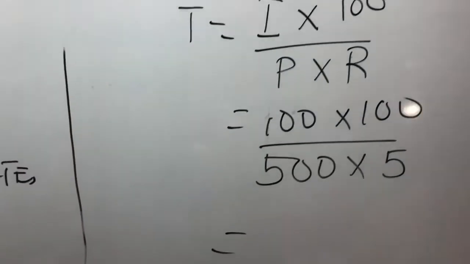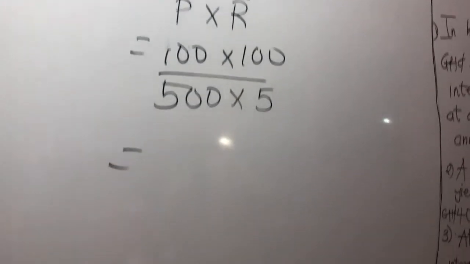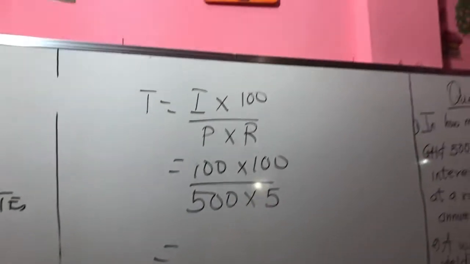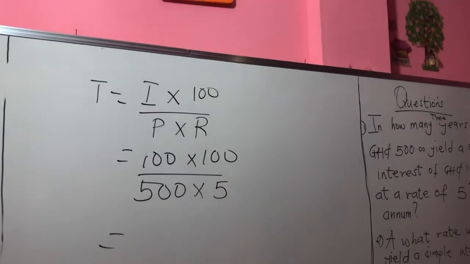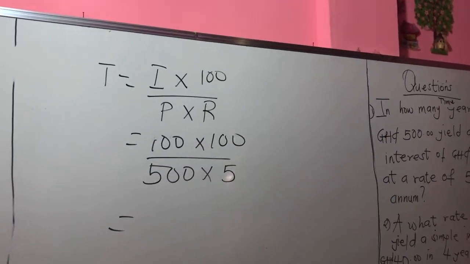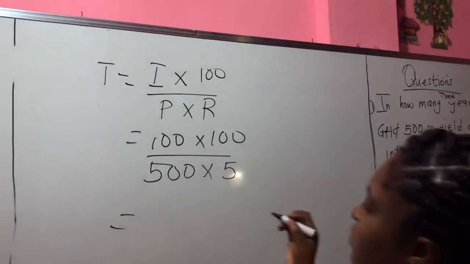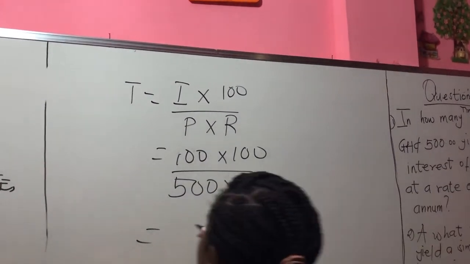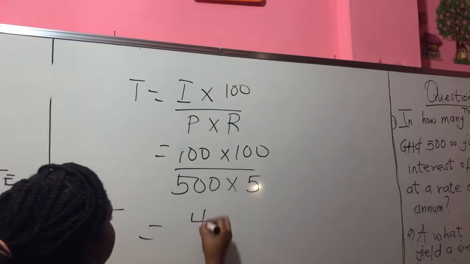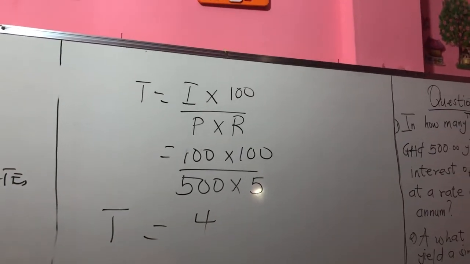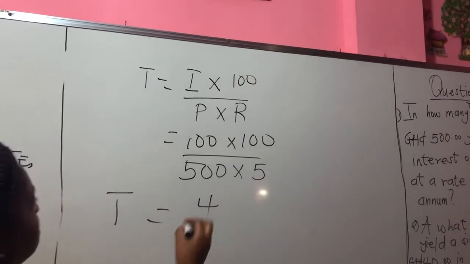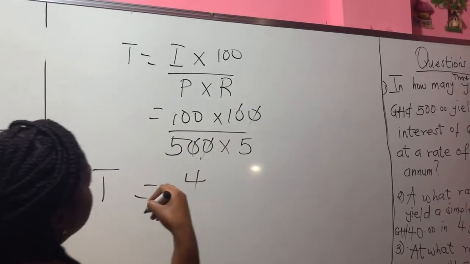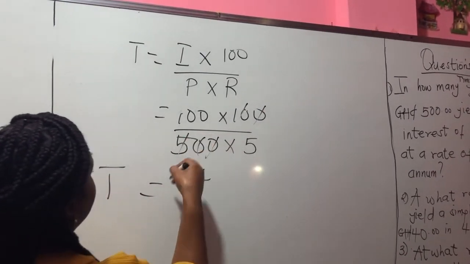So we are going to cancel through. And when we cancel through, our T will be 4. So do the cancellation yourself. So 0, 0, 0, 0. Which one again? 5 here, 1.